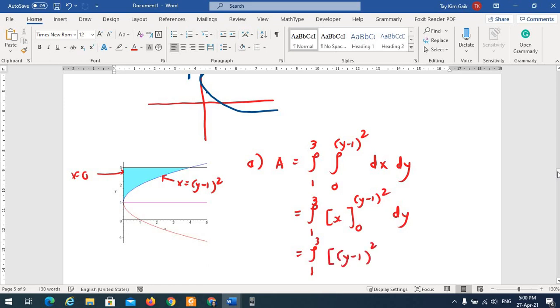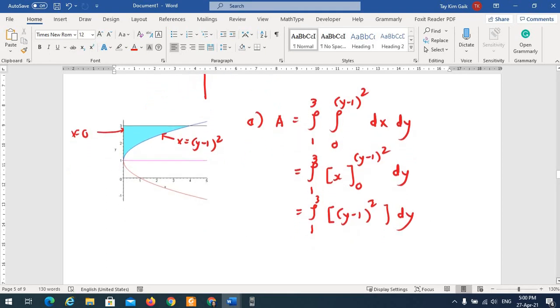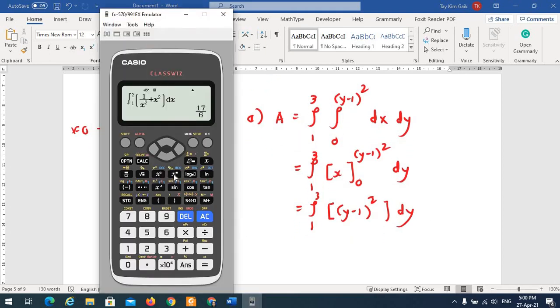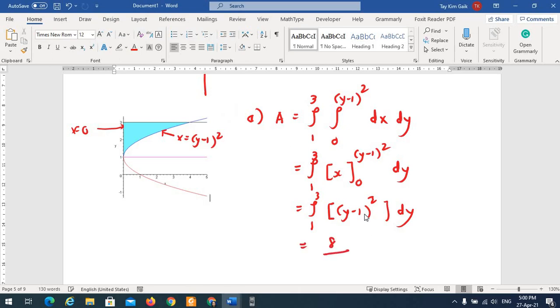Y minus 1 squared, plug in 0 is 0. Stay 1. So same thing here. You can just use your calculator. Of course, y you have to change to x, y minus 1 squared from 1 up to 3. So the answer is 8 over 3. This is using dx dy.